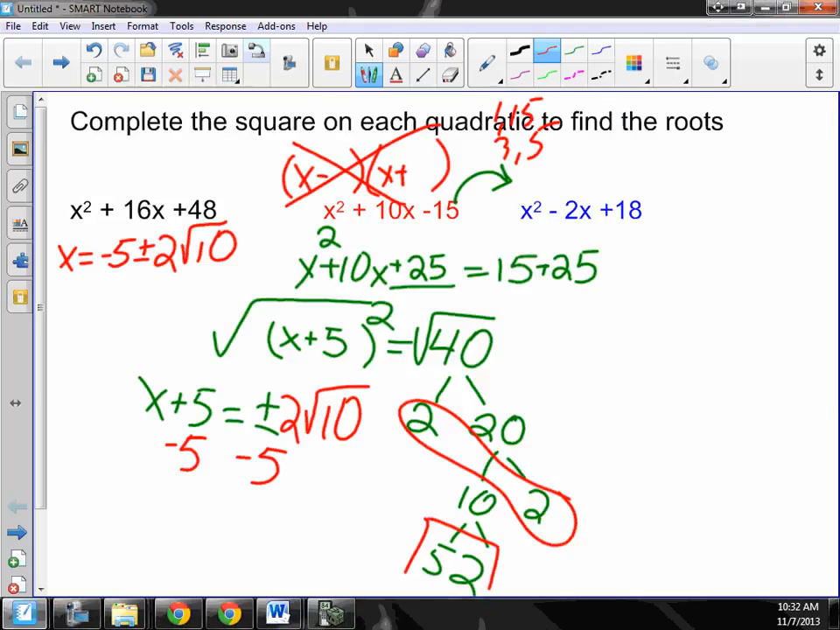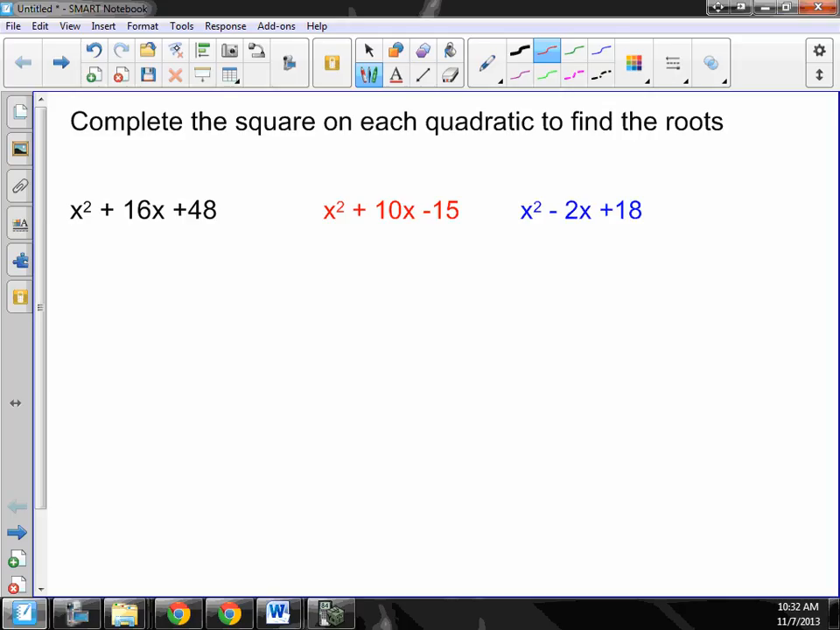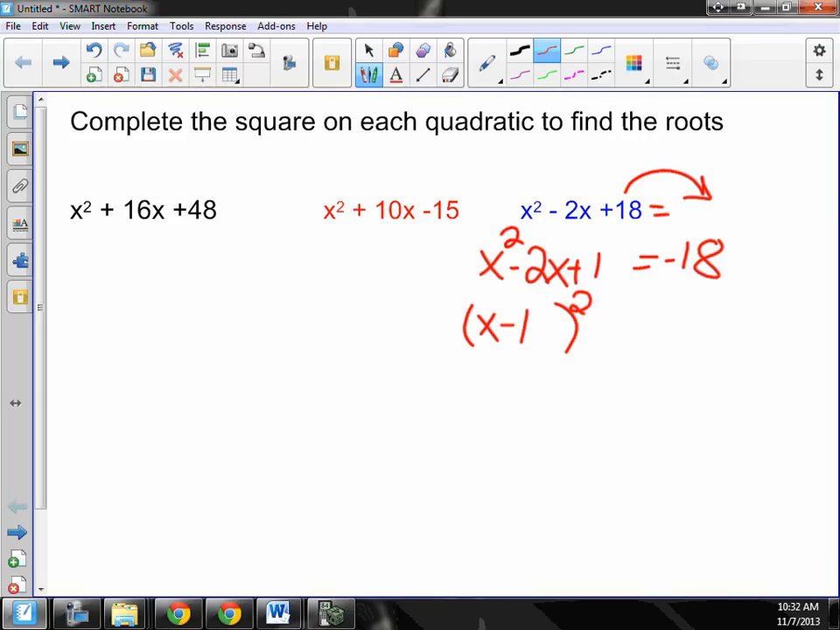All right, let's do the last one. Move the 18 over. x squared minus 2x equals negative 18. What is my factor? Half of negative 2, which is negative 1. And I take that to the second power. What's negative 1 times negative 1? 1. So I add 1 here and I add 1 here. Negative 18 plus 1 is negative 17.